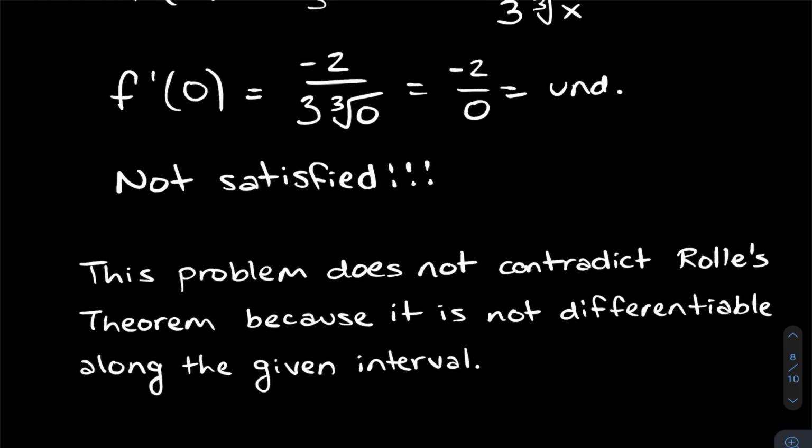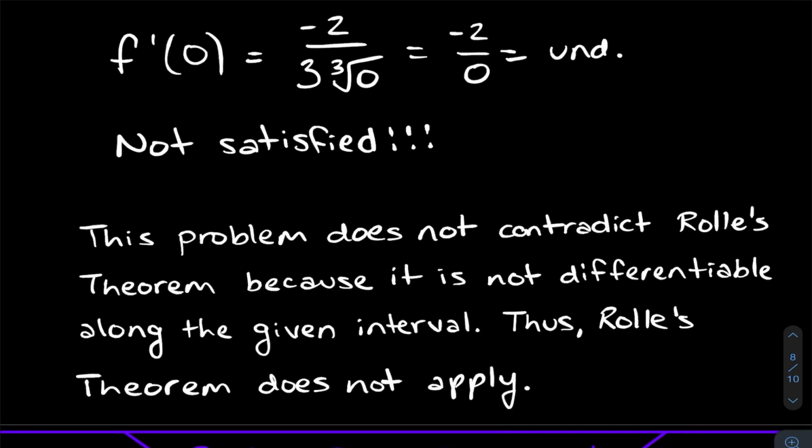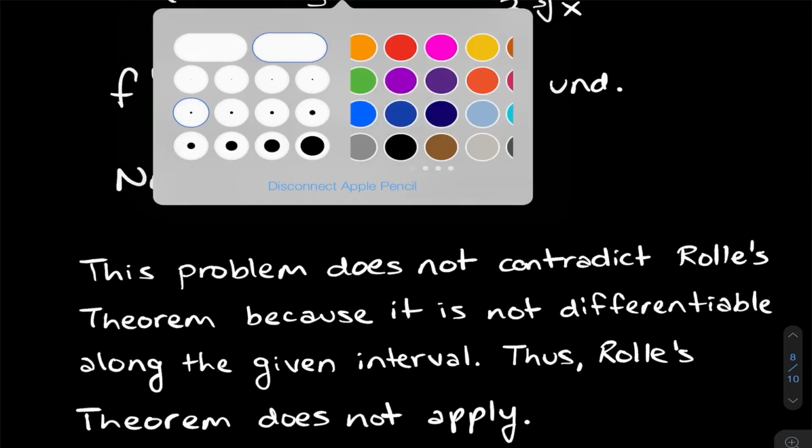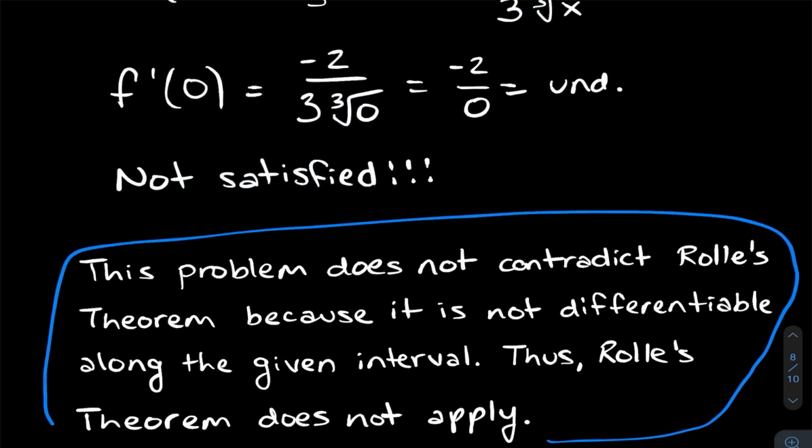And if you want to sound really poetic and really smart here, you could say, thus, Rolle's theorem doth not apply. I'm not going to say doth. I don't like how that D looks. All right, and there you go. Actually, I just got that in the perfect amount of space before the next section starts. Okay.